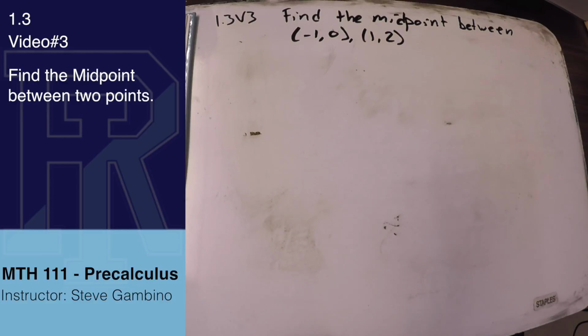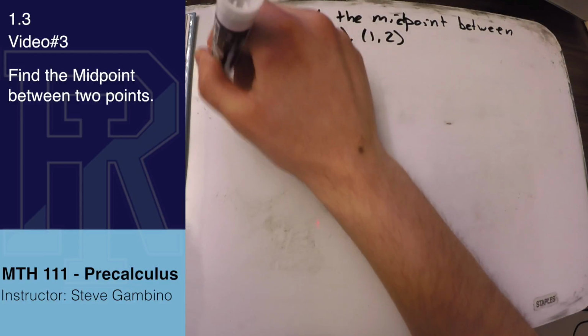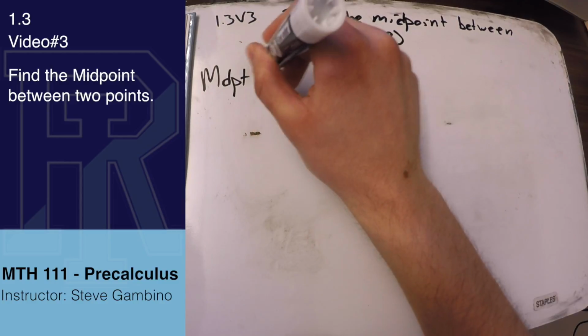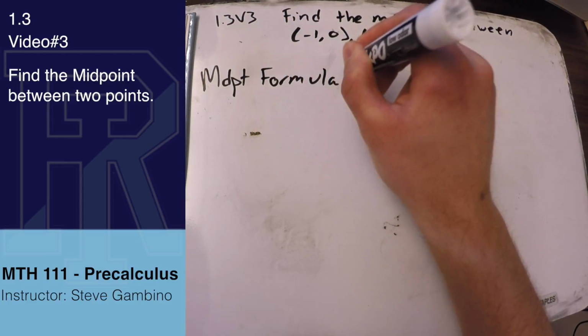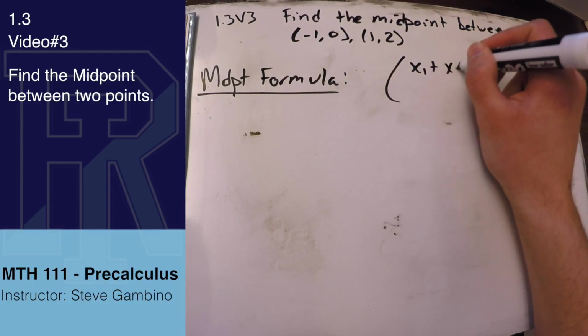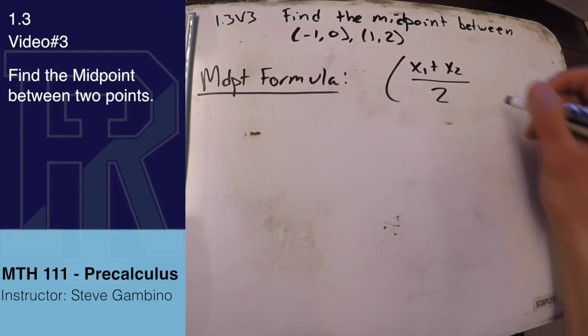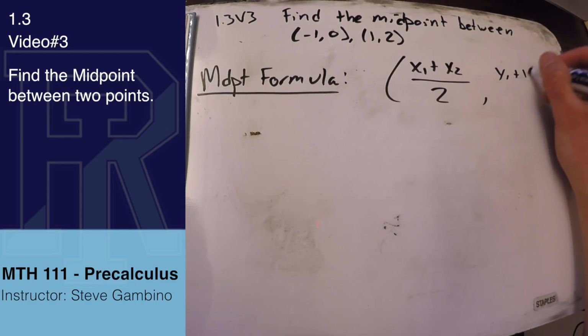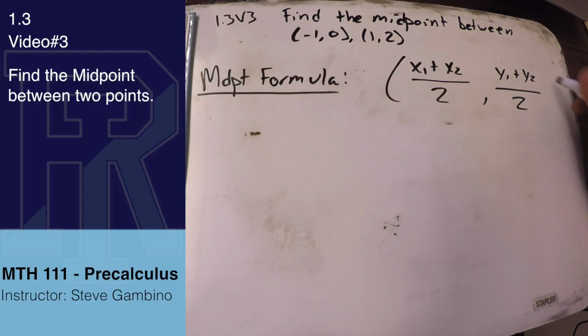So in a previous video, we solved for the distance between (-1, 0) and (1, 2), between these 2 points. But it also might be useful for us to find the midpoint between them. And we can do that using our midpoint formula, right? So our midpoint formula, if we recall, is (x1 plus x2) divided by 2, (y1 plus y2) divided by 2.